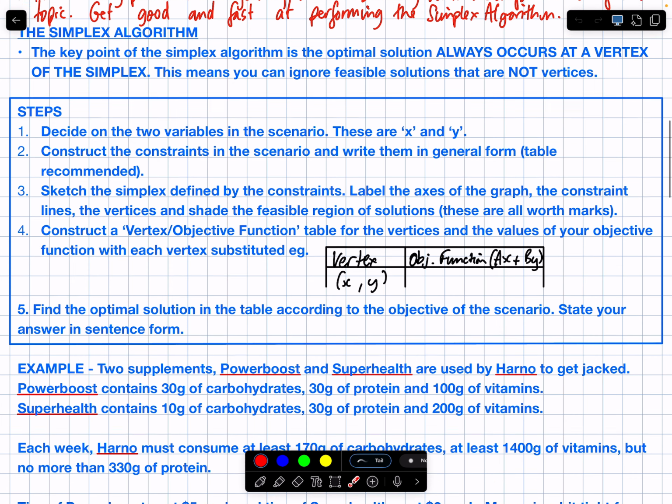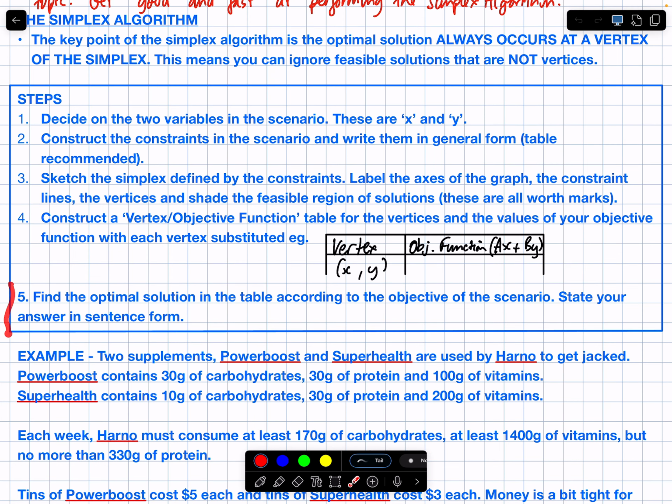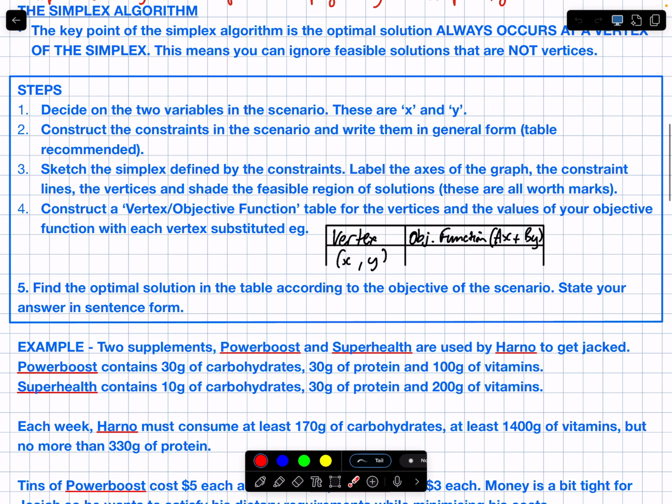Lastly, step 5. This will only become clear what we're talking about when we actually do a scenario, an example. But step 5, you're finding the optimal solution in the table according to the objective. State your answer in sentence form. So you need to write your answer in words, otherwise you lose a mark. Get those steps down, please.